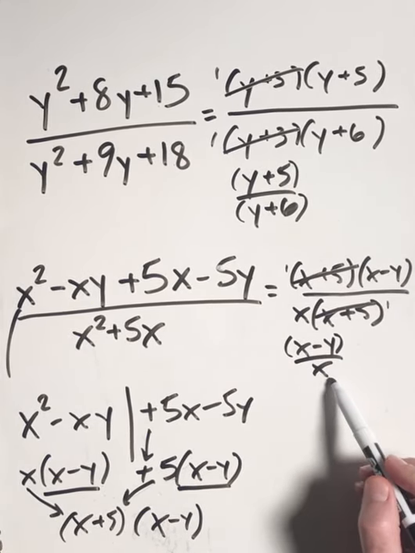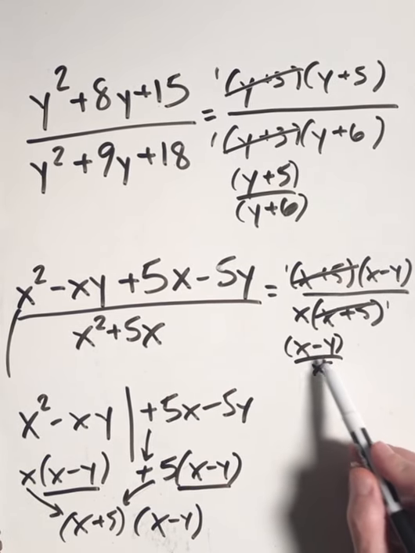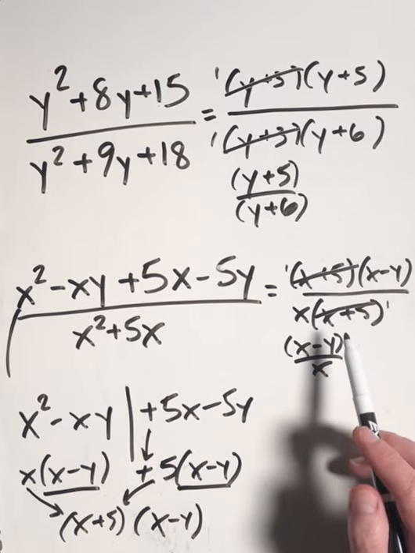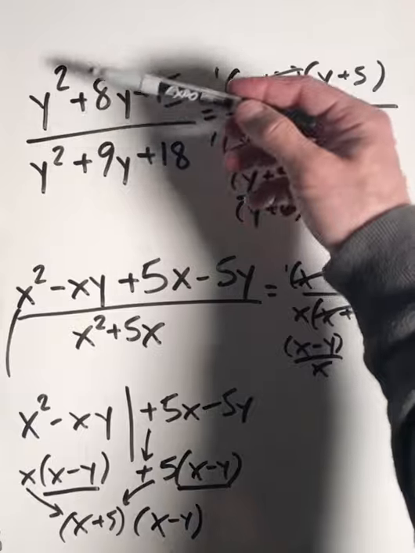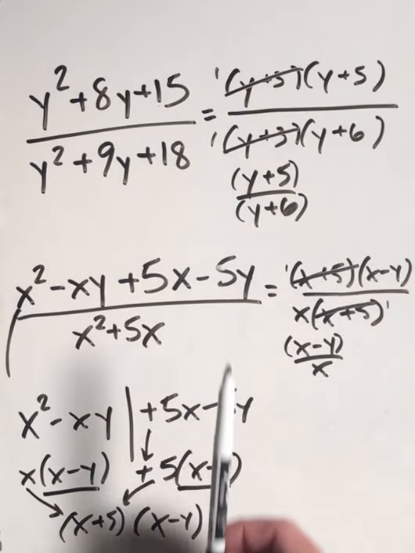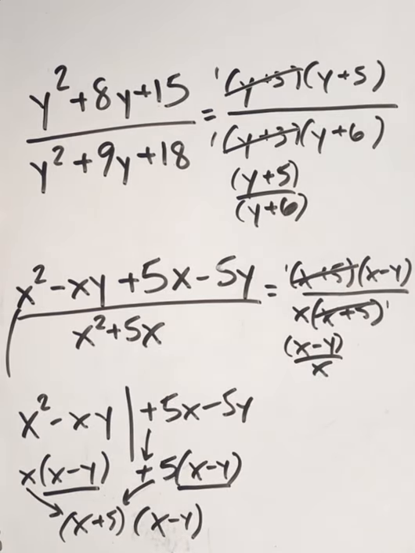I can't just cancel these x's out. X would need to be a factor of both of these terms, and it is only a factor of the first term. So in each of these, they may look like you can just cancel terms. You can never cancel terms. You have to factor first, and then you can cancel factors in each of these situations.